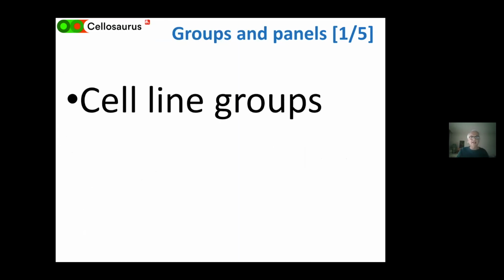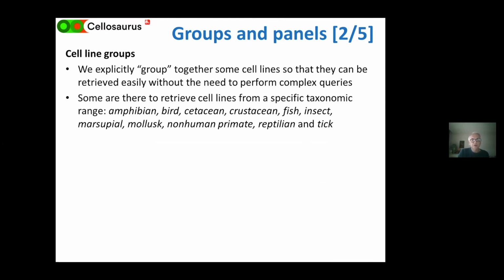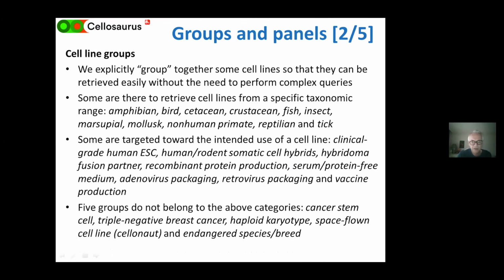Okay, quickly, cell line groups and panels. Very quickly, because that's easy to understand. We put a tag which groups together cell lines so they can be retrieved easily without the need of performing complex queries. So we created groups for a series of taxonomic ranges, like fish, insect, non-human primate, amphibian, and so on, and some intended uses of a cell line, like hybridoma fusion partner, vaccine production cell line, and so on. And we have 5 other groups which are not specific to one of those 2 categories.